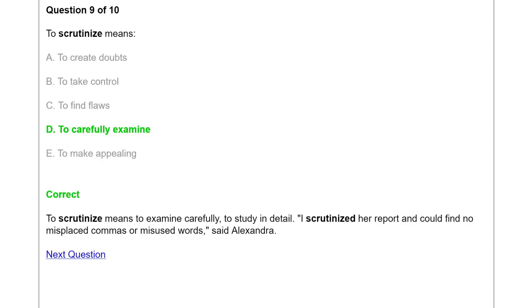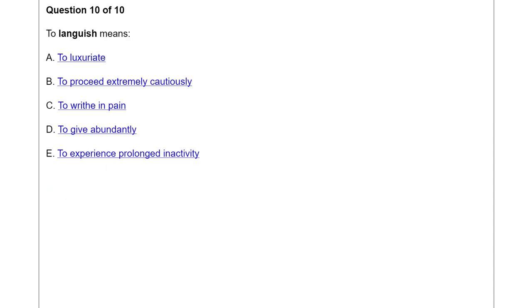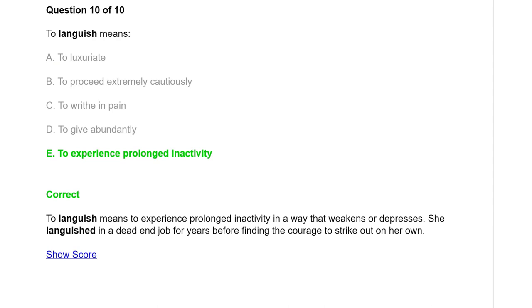Right. Very good. Languish. To languish is to kind of rot and wither away. To proceed cautiously, no. To experience prolonged inactivity. Yeah, you're rotting away. You're languishing in jail is a phrase often used. Yeah. So that went well.